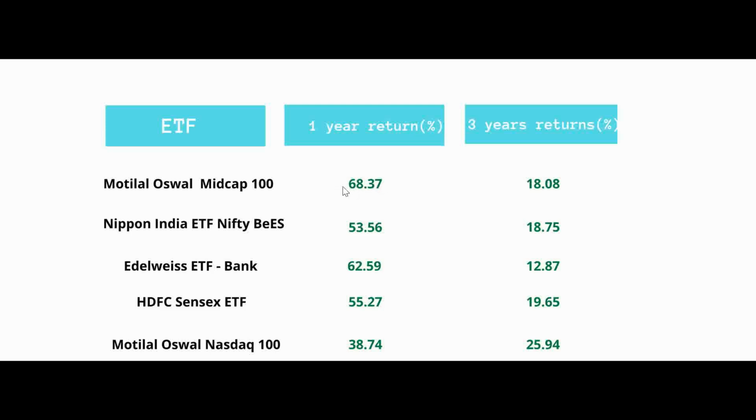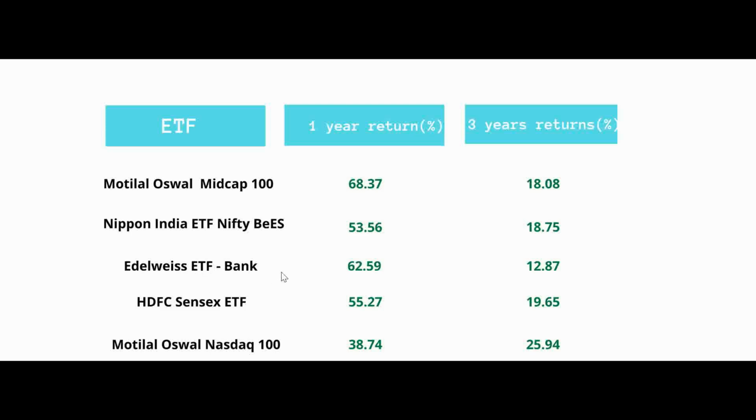This is because after the COVID drop, markets have rallied. That's the reason we have achieved so much return, but we cannot expect the same return every year. Whereas 18% is a reasonable return. That's the annual return over 3 years. Whereas Nifty Bees, which invests our money in the top 50 companies of Nifty 50, has given 53% return in the last 1 year and 18.75% annual return in the last 3 years.